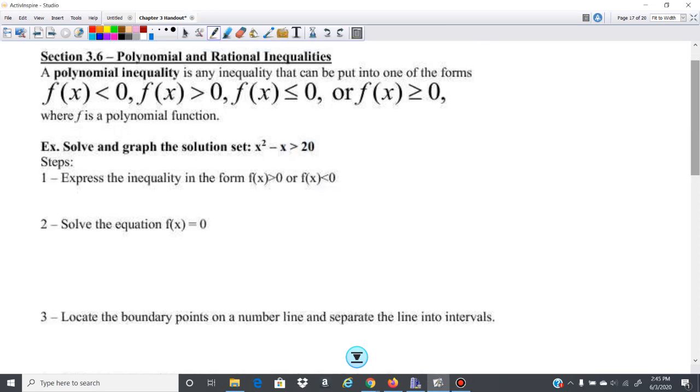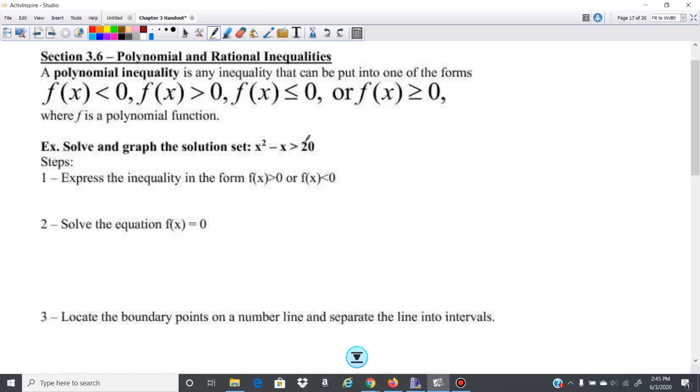All right, let's take a look at section 3.6 real quick here. We're doing polynomial inequalities. For our polynomial inequality, we have a couple steps to follow. So I've got an example here for us. We have x squared minus x is greater than 20.